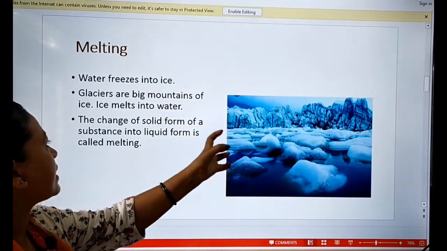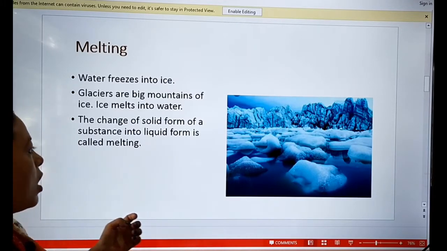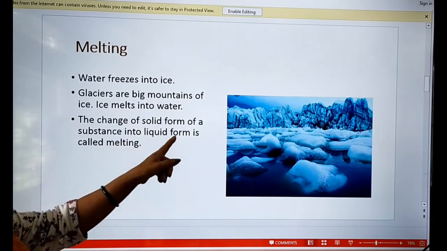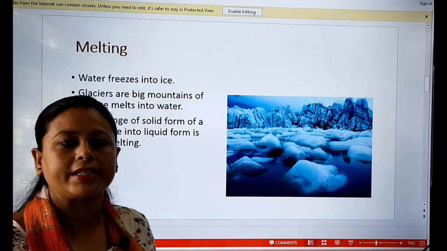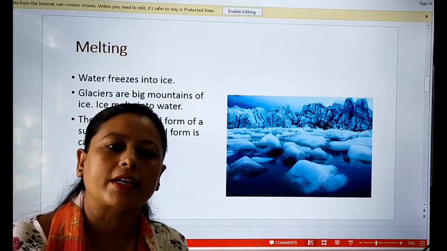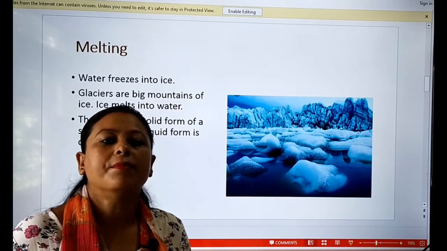Ice melting into water, that is the liquid form of water, and the change of solid form of a substance into liquid form is called melting. When solid form of water changes into liquid form, that is called melting.